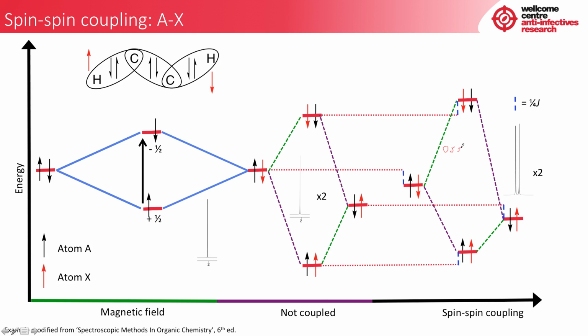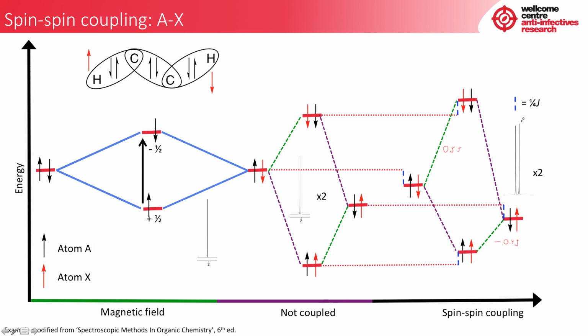We then compare this to the other transition, exactly the opposite is happening. This alignment with the field is 1/4 of J less favourable than previously, where this anti-parallel arrangement is 1/4 of J more favourable. The result of this is that the energy of this transition is 1/2 J less. And this means that the difference between the two lines in total equals J.